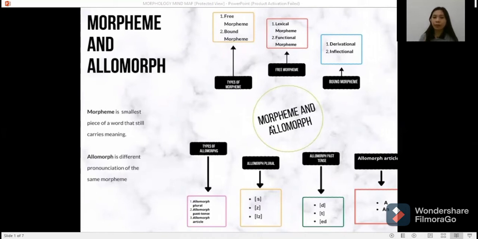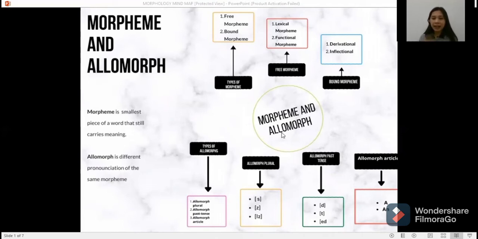First one is morpheme. Morpheme has two types. The first one is free morpheme, and the second is bound morpheme. Free morpheme includes two things: lexical morpheme and functional morpheme. And the last one is bound morpheme. Bound morpheme consists of two things too: derivational and inflectional.